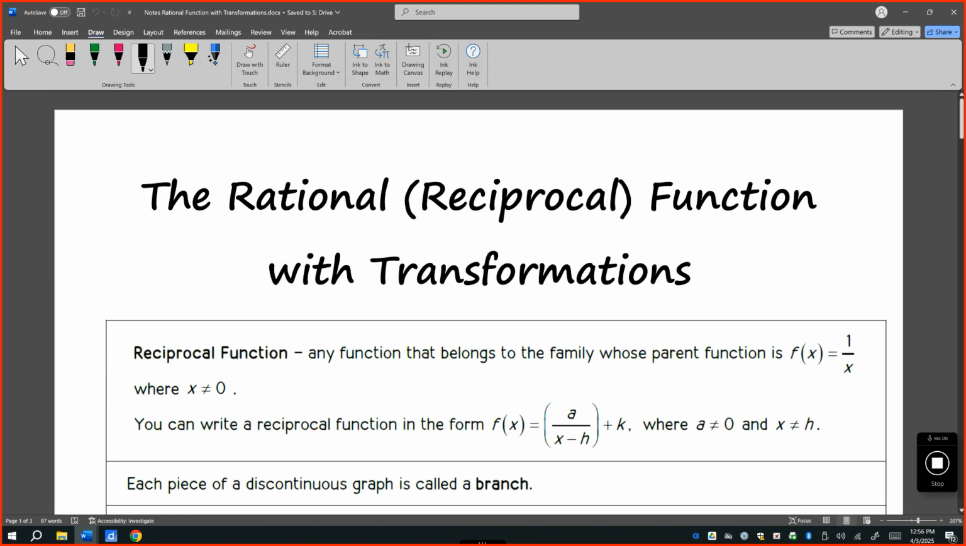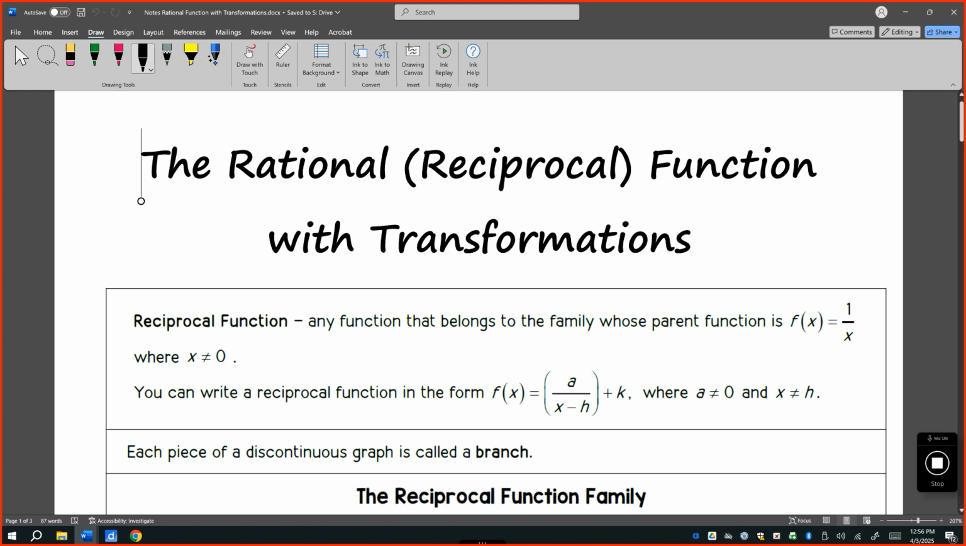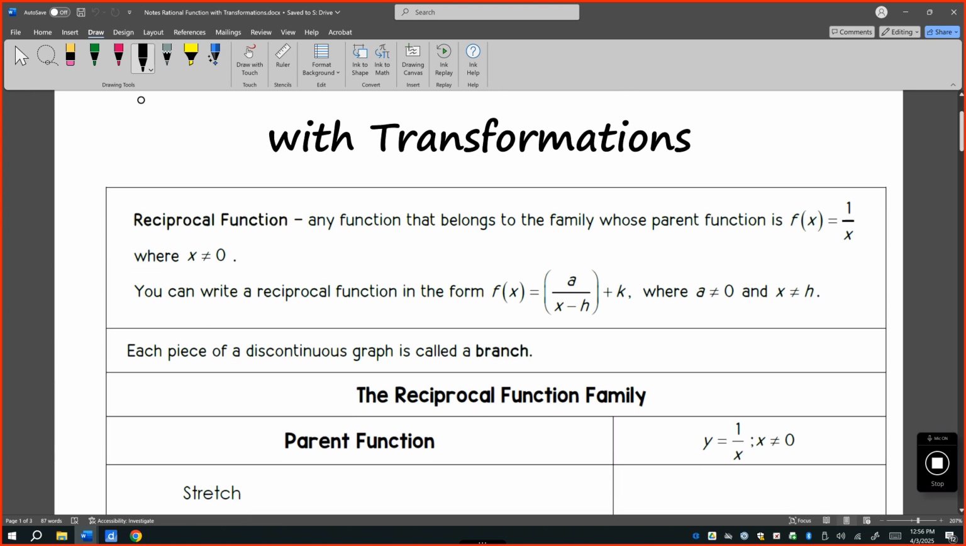So we're going to go back. This is our last function. Our broad term is rational function. The word rational just means fraction, right? Another name for our parent function, though, is reciprocal function, okay? And this is our parent function right here.